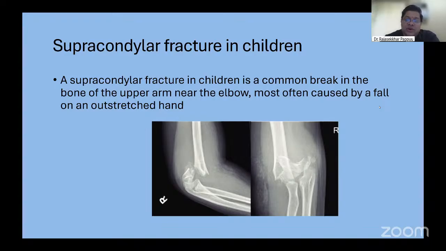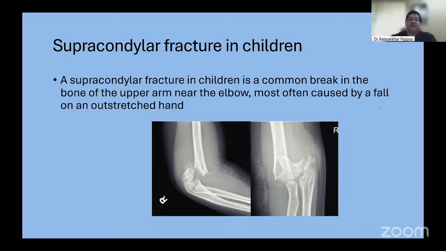So actually, what is a supracondylar fracture? It is a break in the bone just above the elbow in the humerus. That is called a supracondylar fracture. In layman's terms, it is a break in the bone of the upper arm near the elbow. So that is also a definition for supracondylar fracture.